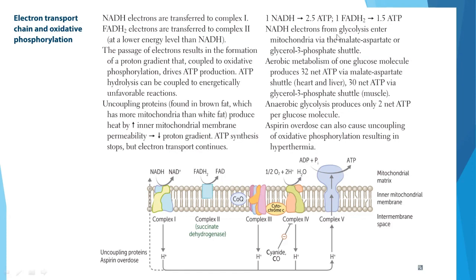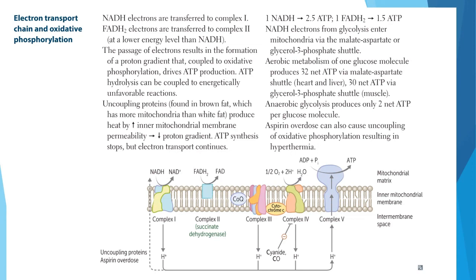The NADH electrons from glycolysis enter the mitochondria via the malate-aspartate or glycerol 3-phosphate shuttle. We will discuss these shuttles in the future slides. The aerobic metabolism of one glucose molecule produces 32 net ATP via the malate-aspartate shuttle, and 30 ATP via the glycerol 3-phosphate shuttle. Anaerobic glycolysis produces only 2 net ATP per glucose molecule.